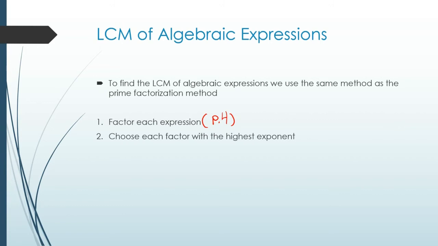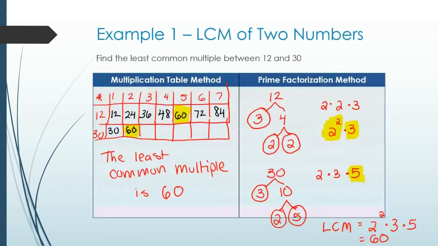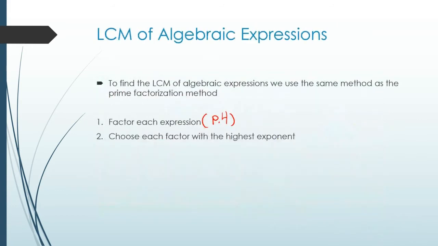And so you need to factor first, and then you choose each factor with the highest exponent. So the highest exponent part is in common with the example on the previous slide, where they both have a 2, and I took the highest exponent. I picked that one. So it's the same concept. And I actually think finding the least common multiple with algebraic expressions is easier than finding it with numbers.